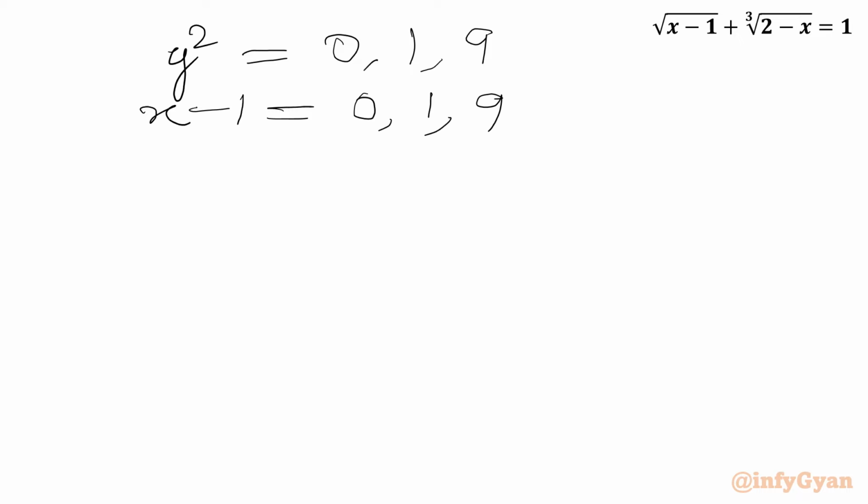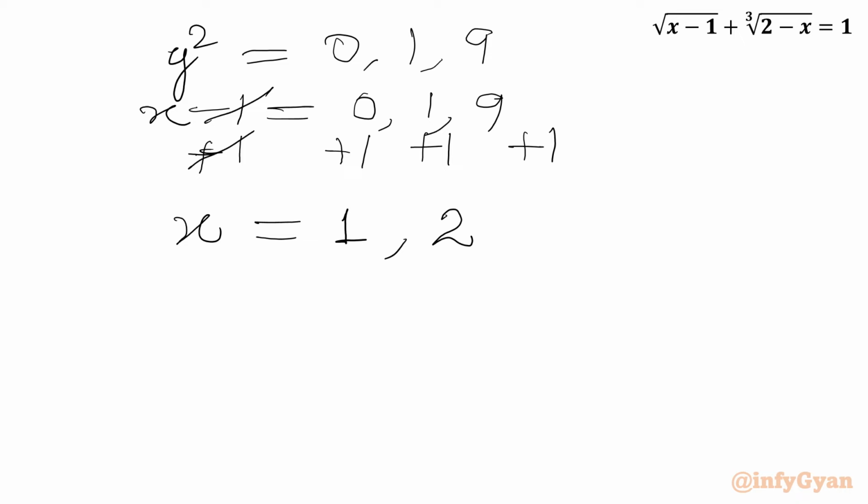Now we have to add 1 to all of the 3 solutions so that we will get x. So plus 1, plus 1, plus 1. Minus 1 and plus 1 will be over from the left hand side. We will get our unknown x equal to 0 plus 1 is 1, 1 plus 1 is 2, 9 plus 1 is 10. So we have 3 real solutions.